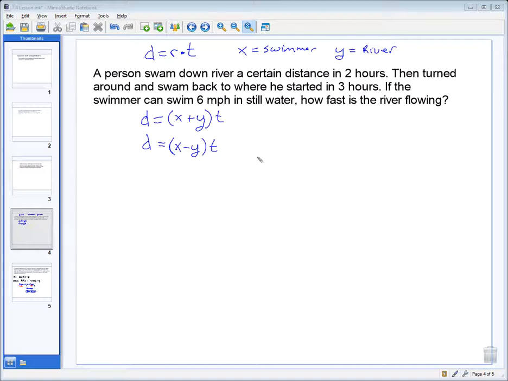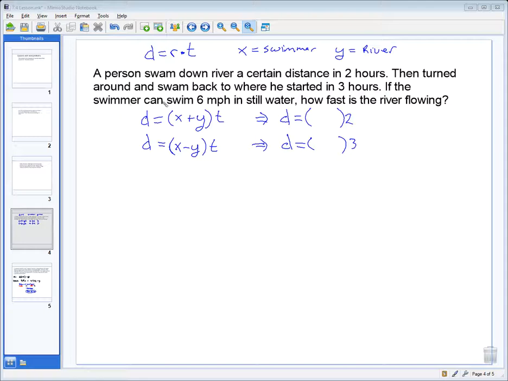Now that we have our two equations, we can plug in the numbers the story has given us. A person swam downriver for a certain distance in 2 hours. So it gave us the time, it did not give us the distance. My time is 2. Then they turned around and swam back to where they started in 3 hours. So again, I don't have that distance, but I do have the time, which is 3.